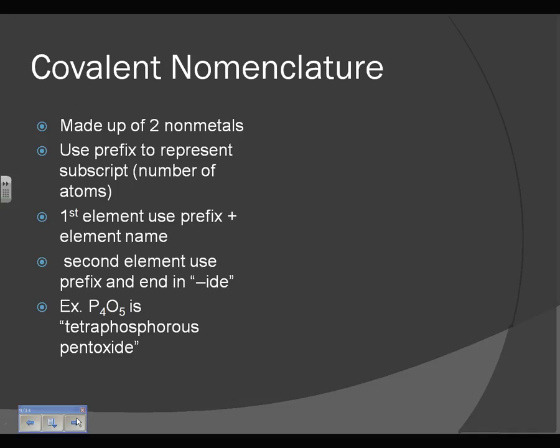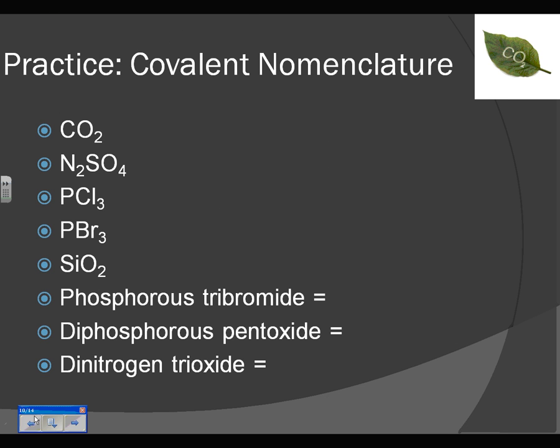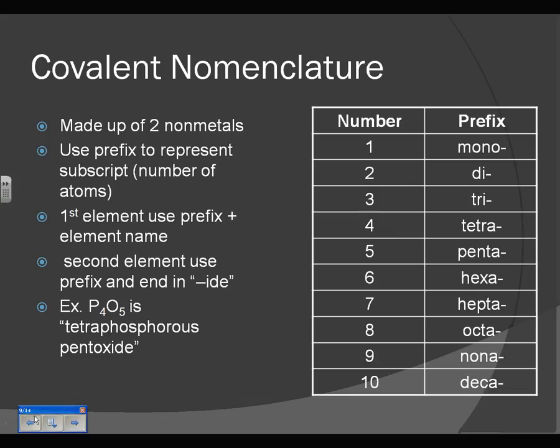In order to name a covalent bond, you must use prefixes to represent the subscript, in other words, the number of atoms. The first element uses the prefix and the element name. The second element also uses a prefix with the element name, but attached to the element's name is the suffix ide.